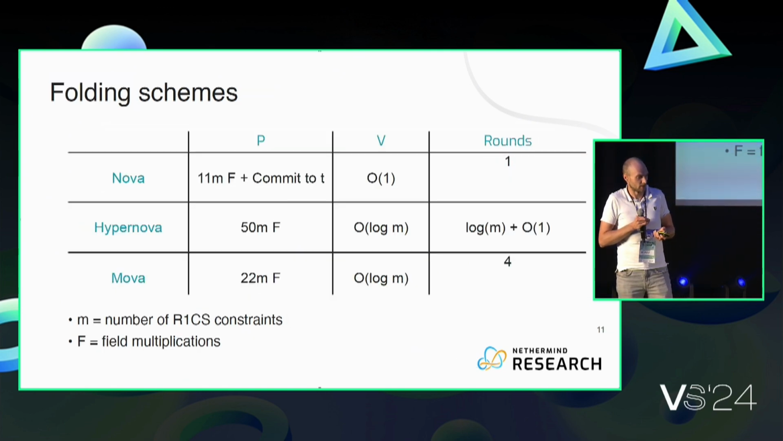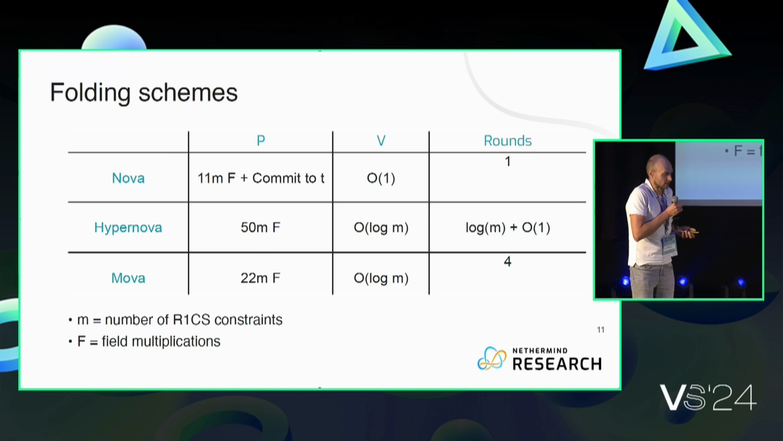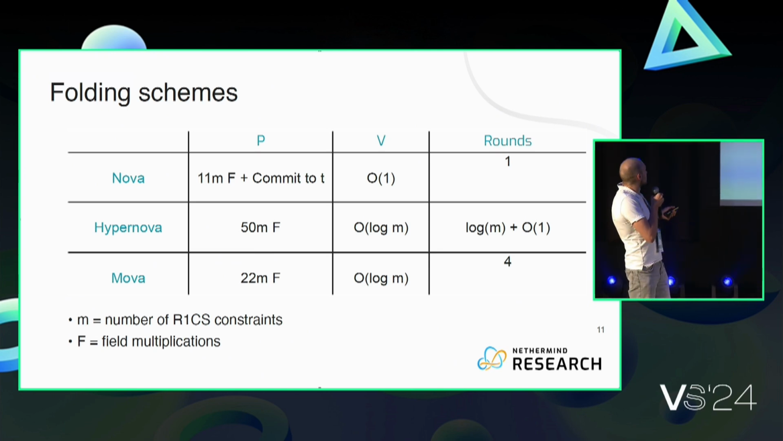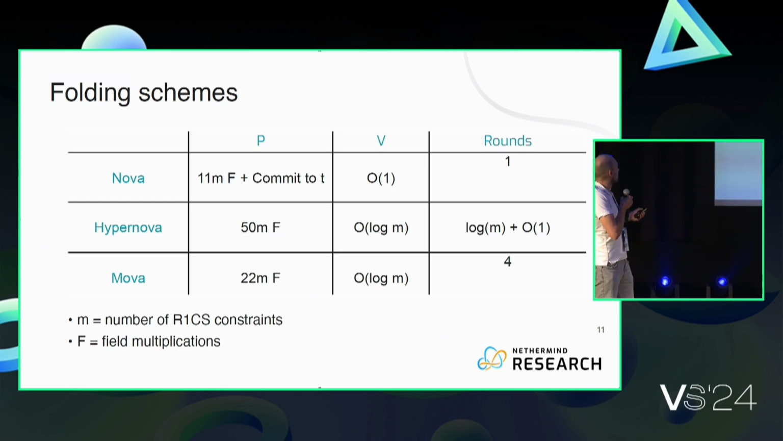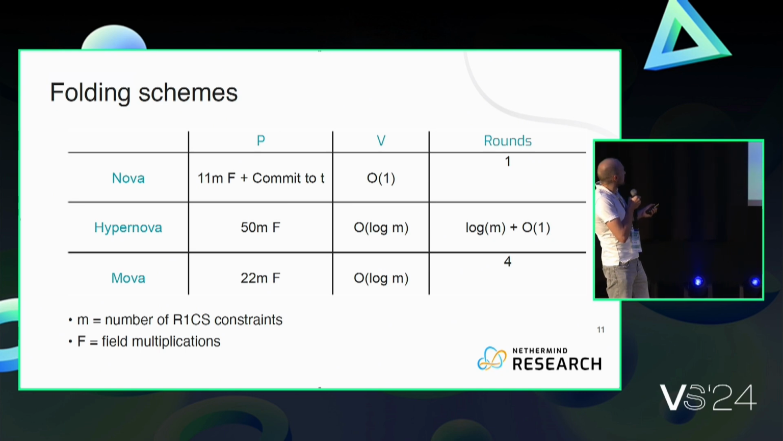Yes, so here we can see a table of the performance of the scheme. For Nova, we see that the prover has a smaller number of field operations, but we also need to commit to T, and that is what makes Nova much less efficient.